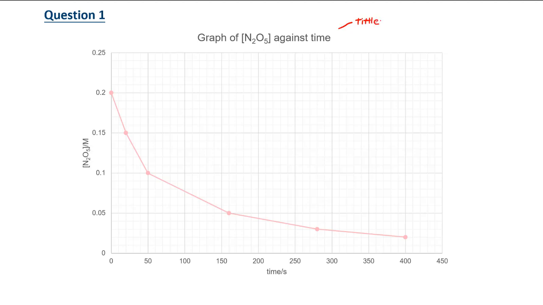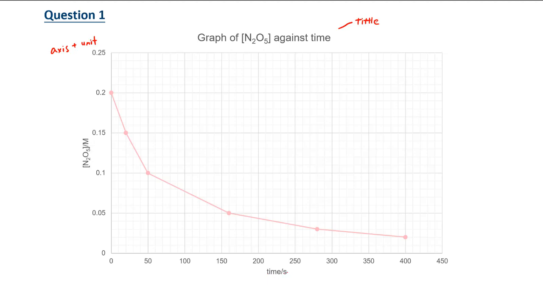So this is a graph of concentration of N2O5 against time. You need to have your axes, x-axis and y-axis, together with the unit if there is any. In this case, the y-axis is the concentration, and the unit is molar, or mole per liter, or mole per dm³, all accepted. And then for the x-axis, we have the time, and the unit is in seconds.